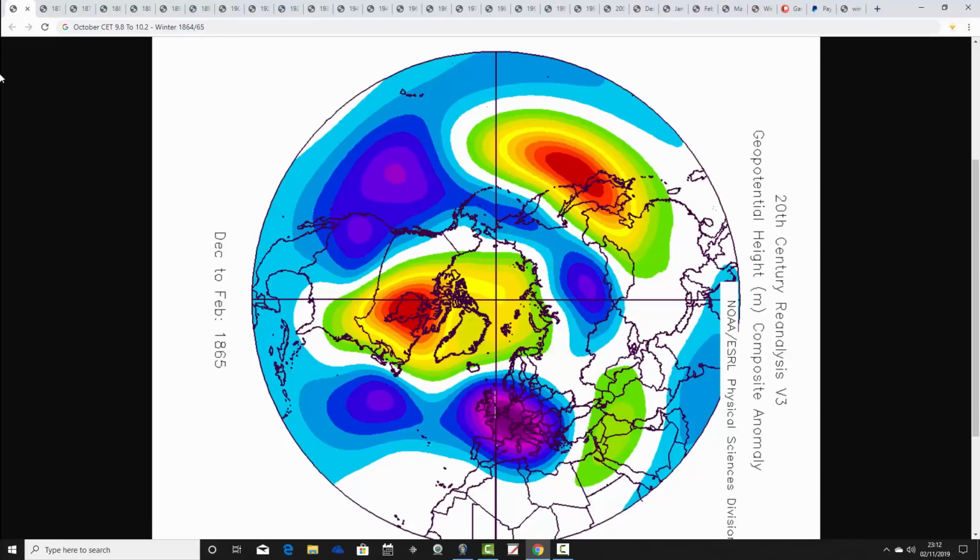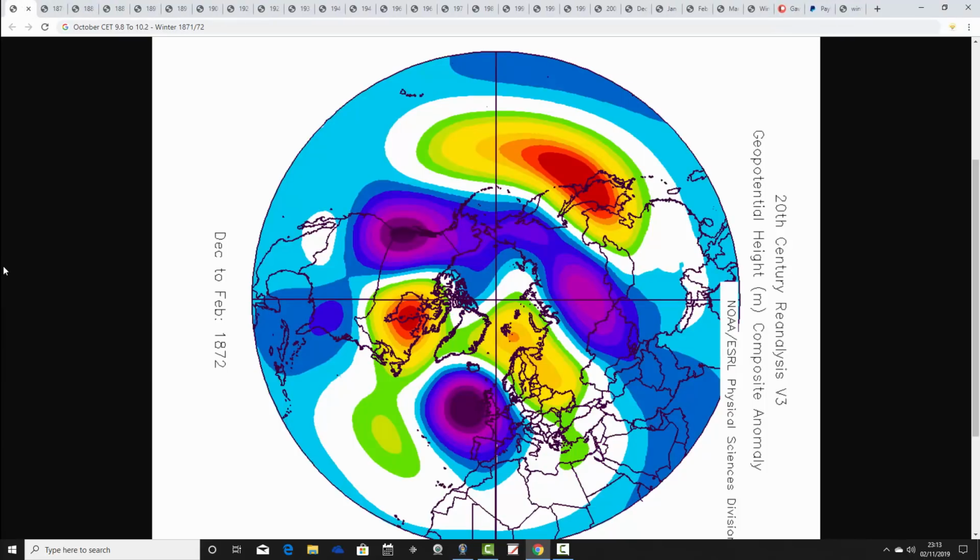The next winter is going to be 1864, 1865. This one a really unsettled winter. Lots of low pressure, not just across the UK, but across much of Europe as well. We do have a blocking signal, but it's over towards the Canadian side of the Arctic and Greenland. Just a very, very unsettled winter, this one. Probably a really wet winter in 1864, 1865.